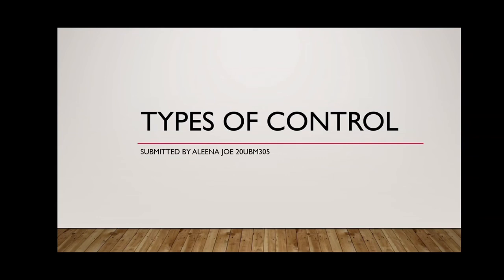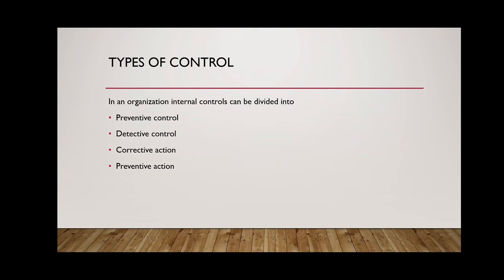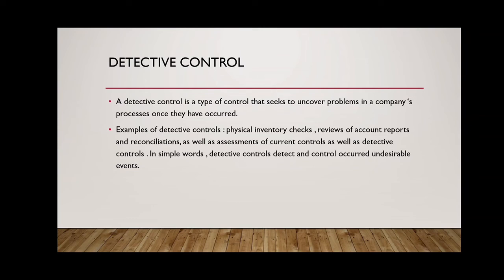Let us discuss the topic, types of control. In an organization, internal controls can be divided into preventive control, detective control, corrective action, and preventive action. Detective control. A detective control is a type of control that seeks to uncover problems in a company's processes once they have occurred. Examples of detective controls: physical inventory checks, reviews of account reports and reconciliations, as well as assessments of current controls. In simple words, detective controls detect and control occurred undesirable events.